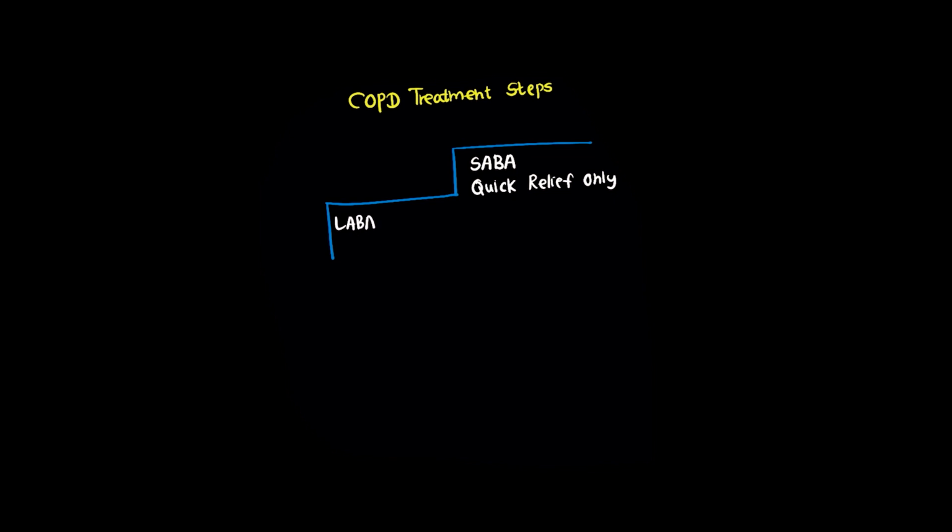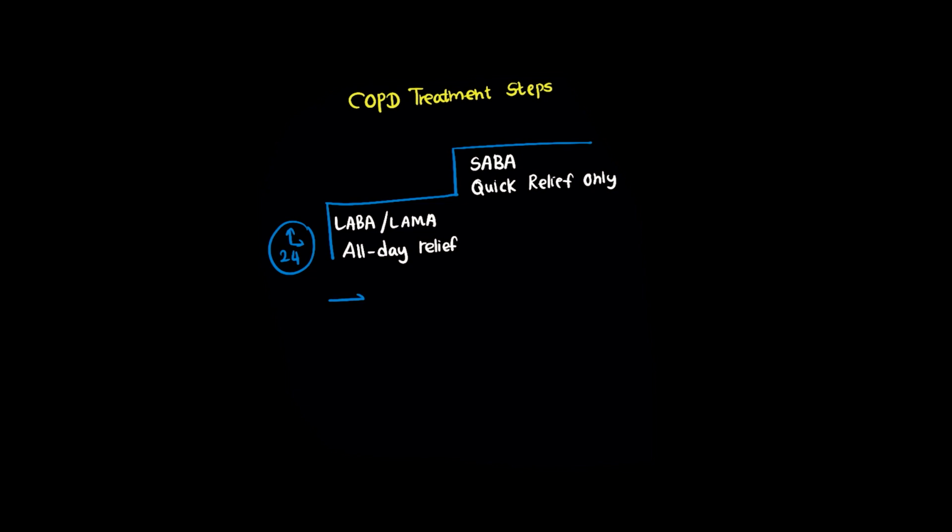Now let's explore the stepwise approach to COPD management. COPD is a progressive disease requiring escalating therapy as symptoms worsen. Initially, patients use short-acting bronchodilators like albuterol for quick relief. When these become insufficient, the next logical step follows established guidelines. Long-acting bronchodilators, either LABAs or LAMAs, provide sustained bronchodilation for 12-24 hours, improving breathing throughout the day and night.